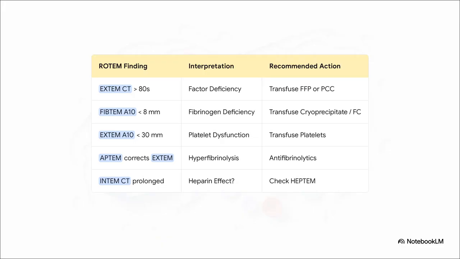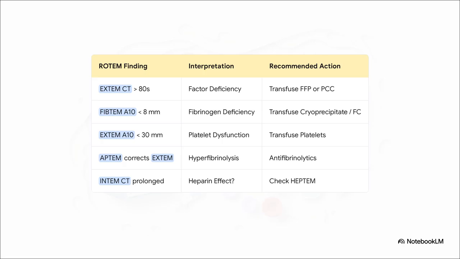This table, this is our clinical playbook. It's a clear step-by-step guide that takes you from the problem straight to the solution. So if you see a long EXTEM clotting time, what's the problem? Well, the engine won't start. It's a factor deficiency. The solution, FFP or PCC. What if the FIBTEM amplitude at 10 minutes is low? The problem isn't the engine, it's the bricks and mortar of the clot.